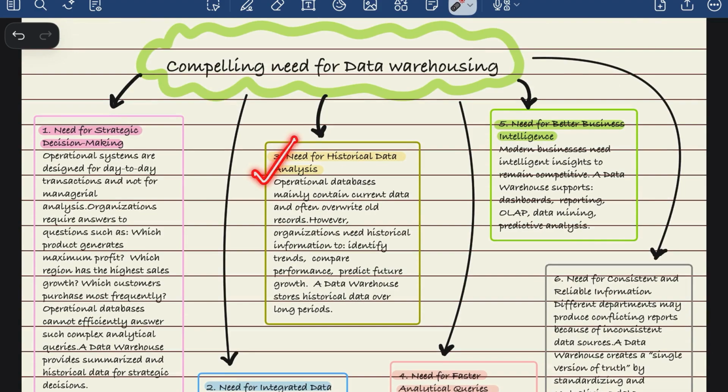Then we come to the third need, the need for historical analysis. Already discussed as a feature, let's just quickly know what it is. Normal databases only care about the right now, the present. For example, if you change your phone number on an app, the old number is overwritten and gone forever. But business analysts need historical data to track growth over years. A data warehouse acts as a permanent time capsule that never deletes the past. That is why we need a data warehouse.